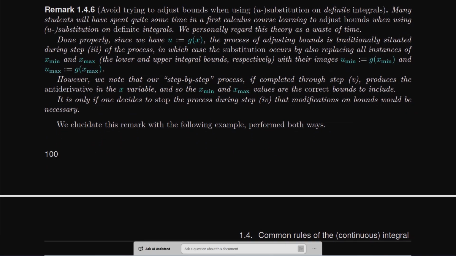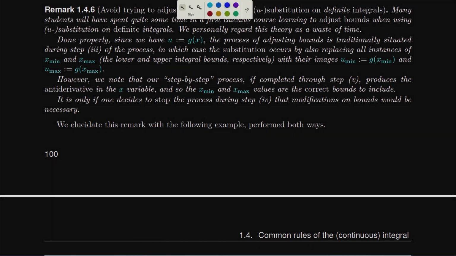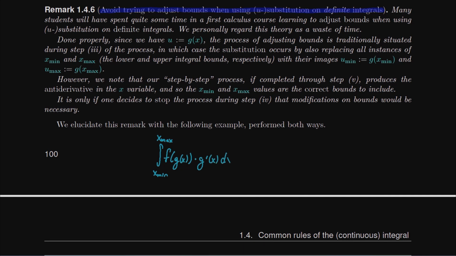The next section, I have a remark here where this is my opinion. It's not something you have to follow. Everything else, of course, is mathematical fact. But my opinion is to avoid trying to adjust the bounds when using u substitution on definite integrals. Definite integrals, if we recall, are these integrals where we have some minimum value and some maximum value, and they're calculating an area for us. Maybe I've got f of g of x times g prime of x dx. Well, we know that the antiderivative of this is some capital F of g of x. And then because it's a definite integral, I can evaluate at the bounds x min and x max, or in other words, F of g of x max minus F of g of x min.